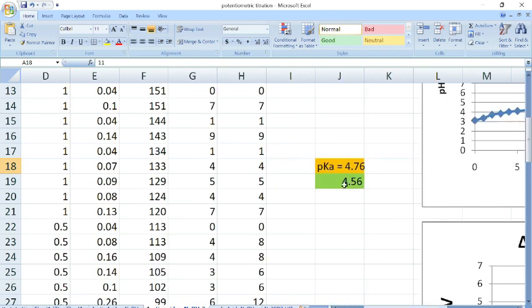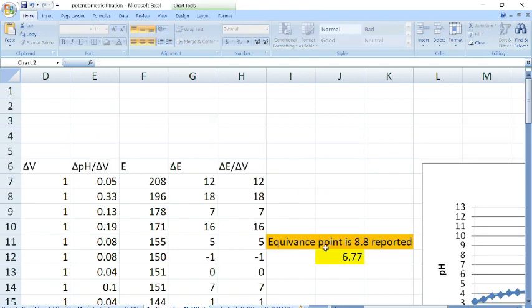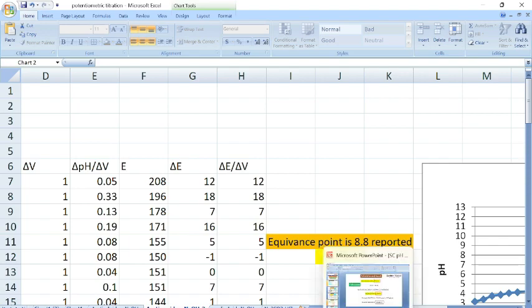We observed 4.56 and the reported value is 4.76. Similarly, the equivalence point which we manually determined is 8.12 and the reported value is 8.8, and what we observed from the derivative graph is 6.77. So you should be very careful about this, what is going on there. Now I'm just going to explain the concept here.